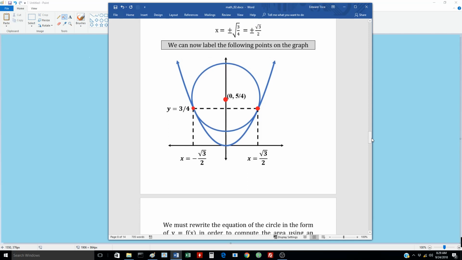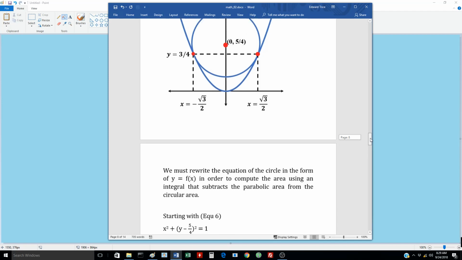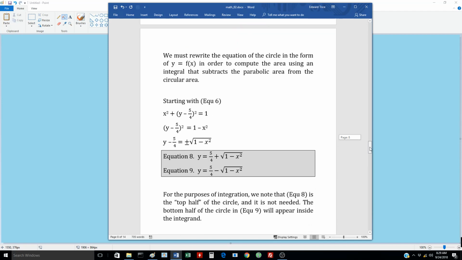At this point, we could identify what the center of the circle is and both the x and y coordinates for where the parabola touches the circle, and that's shown here. So y is going to be at 3/4, x is going to be minus square root of 3 over 2 on the left and plus square root of 3 over 2 on the right hand side. Okay, now we're not done.